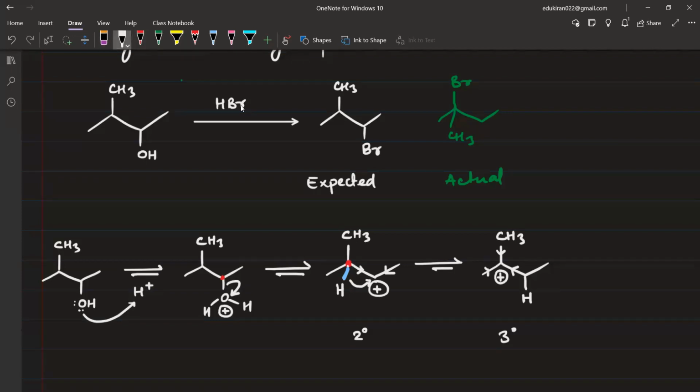And if I add an electron donating group, please listen to this very carefully. Those who have not done general organic chemistry with me, and those who have, we usually just say that 2 degree is less stable and 3 degree is more stable, right? But why is it happening?